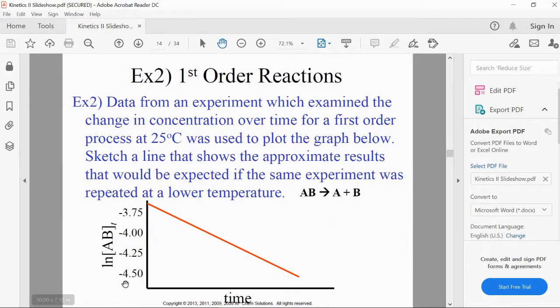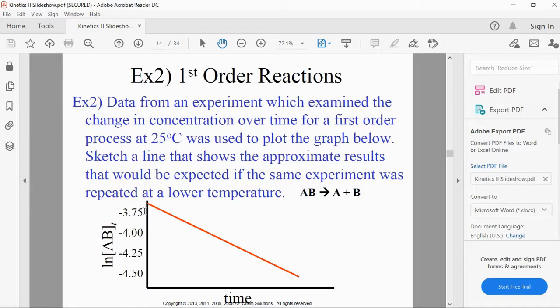So here's a plot of a first order reaction. And I know it's first order because I have a straight line when natural log [A] is plotted against time. So we have a first order reaction. This is the graph of that occurring at 25 degrees Celsius. And we're asked to sketch a line that shows what we think would happen if we ran the exact same experiment, but we did it at a lower temperature.